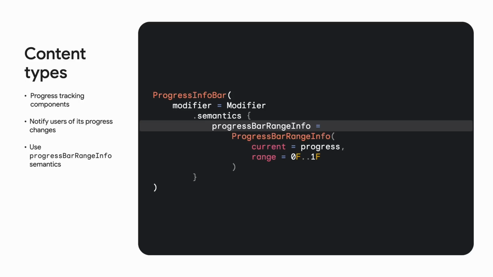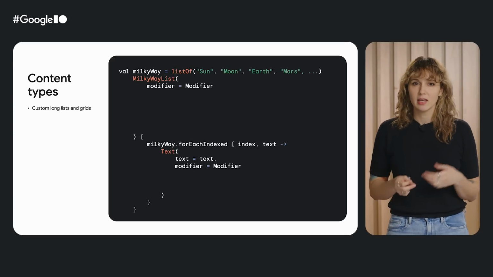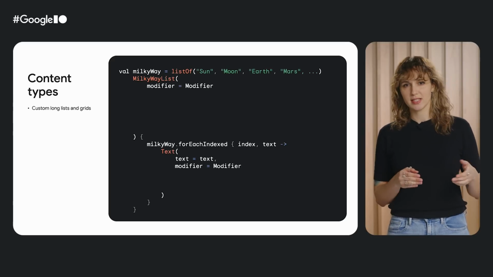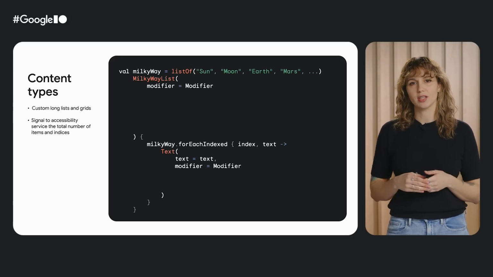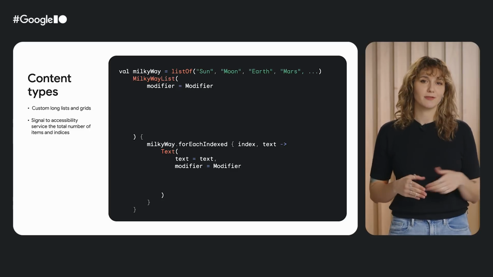This ensures that accessibility services are aware of progress changes and can update users accordingly. Different assistive technologies may have unique ways of hinting increasing and decreasing progression. In custom lists and grids with many items, it might be helpful for accessibility services to also have more detailed information, like the total number of items and indices, in addition to their main semantic information.